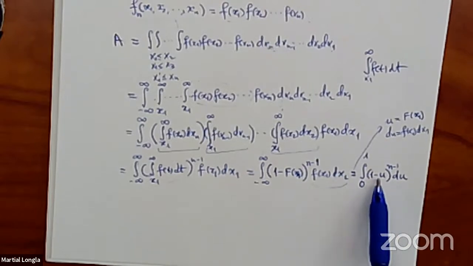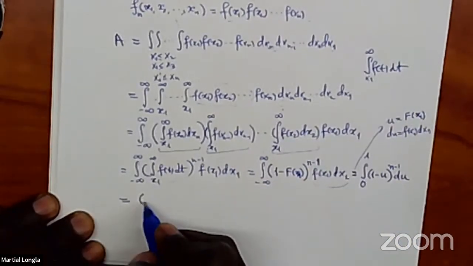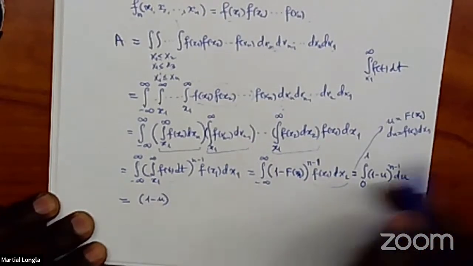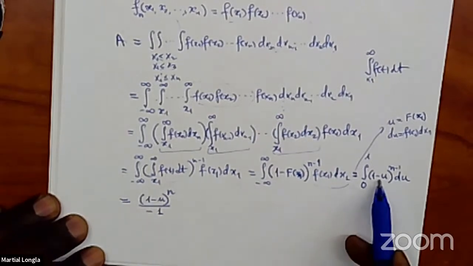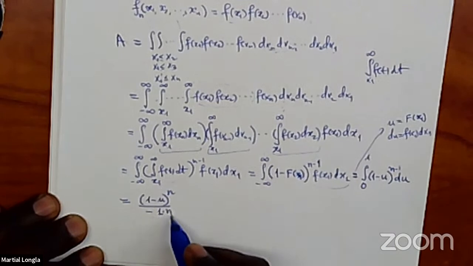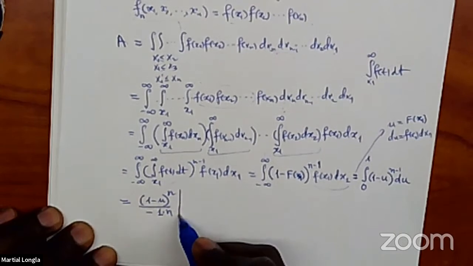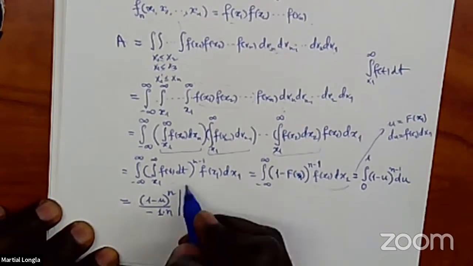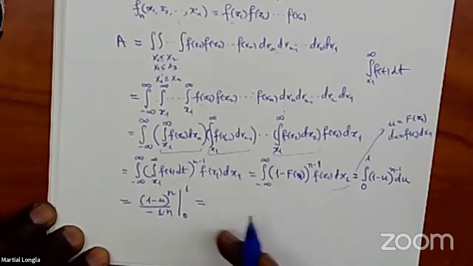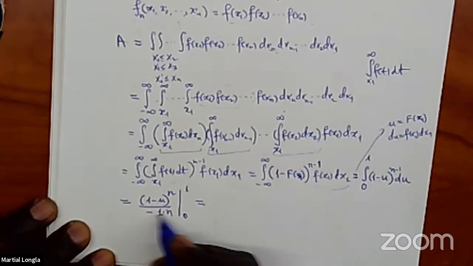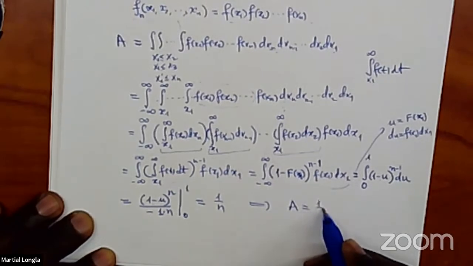And this integral is just a power. So that integral is equal to 1 minus u to the power n minus 1 plus 1, that's power n, divided by minus 1 because of the minus 1 that is here, times n, right? Power rule for integration. Then you plug in 0 and 1. When you plug in 1, you get 0. When you plug in 0, you get minus 1 over n times minus, so you get 1 over n. So clearly, we have seen that a is equal to 1 over n.